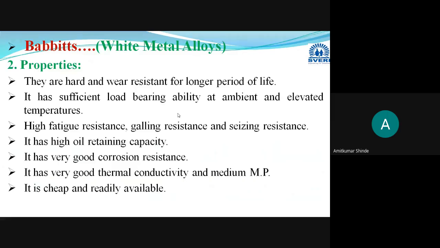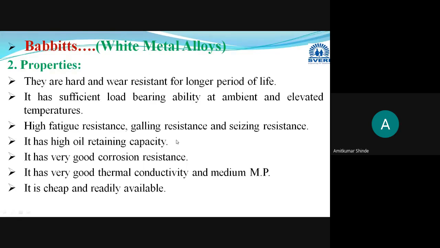In the properties, you can directly write the properties which are desired in a good bearing, as the properties of the Babbitts or these white metal alloys. These are hard and wear resistant, and they will provide hardness and wear resistance for a very long period of their lives. They have sufficient load bearing ability at room temperature or lower temperatures, as well as at elevated temperatures. They have very good fatigue resistance, galling resistance, and seizing resistance also.